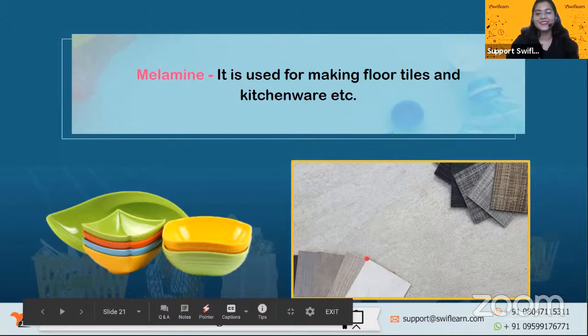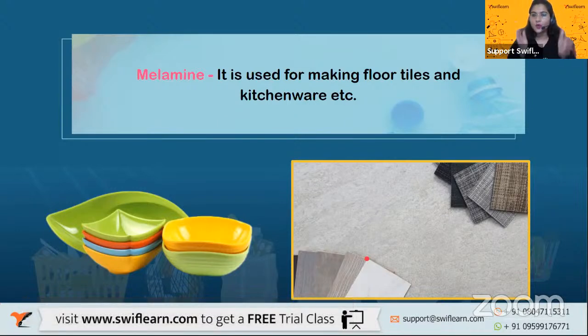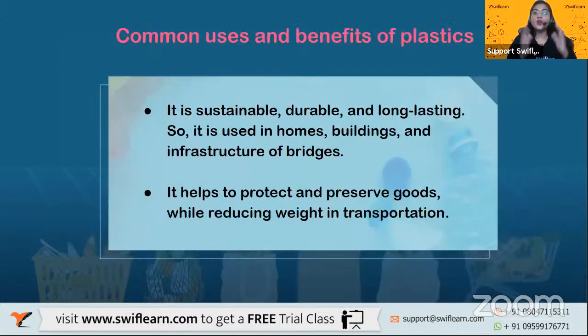Up to this much, have you got an idea of the different types of plastics and the different uses of the different types of plastics? Yes, Hannah? So the common uses and the benefits of plastics we will study now. First, we will learn about the properties and then we will come to the uses.